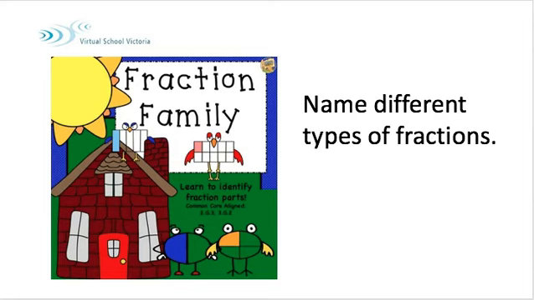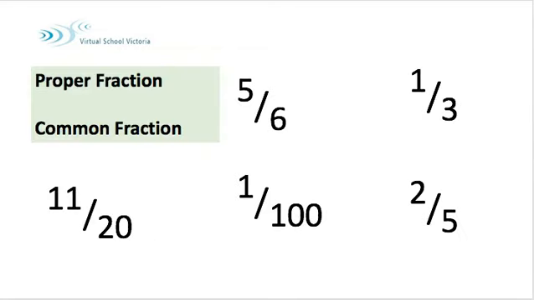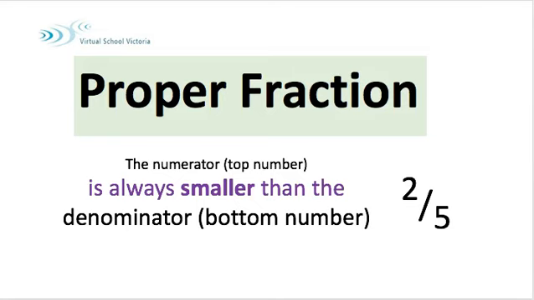Take a moment to think of the fractions that you know in our number system. We'll start with the proper fraction or common fraction. When you look at these fractions, you'll see in all of them that the top number is smaller than the bottom number. So 2/5 is a proper fraction because our numerator, the top number, is smaller than our denominator.